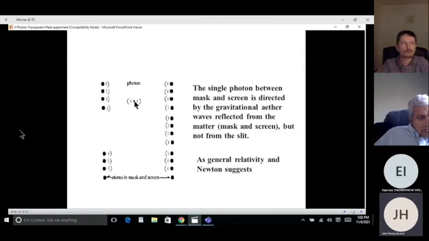So here we have a photon, and here's the mask with atoms in the mask and no atoms where the slit is, and here we have a screen. The photon emits gravitational waves, which are then reflected from the atoms and not reflected from the slit area. And when you do the math for this, you end up directing the photon according to the Fraunhofer diffraction pattern.